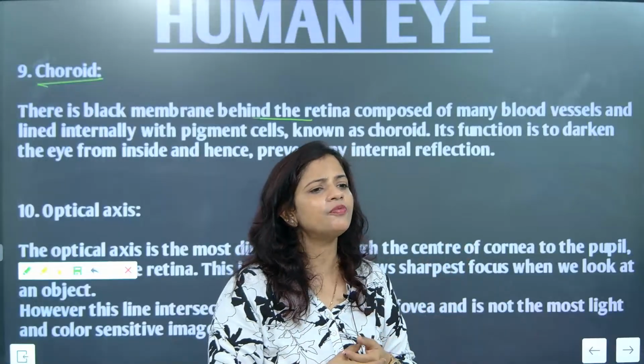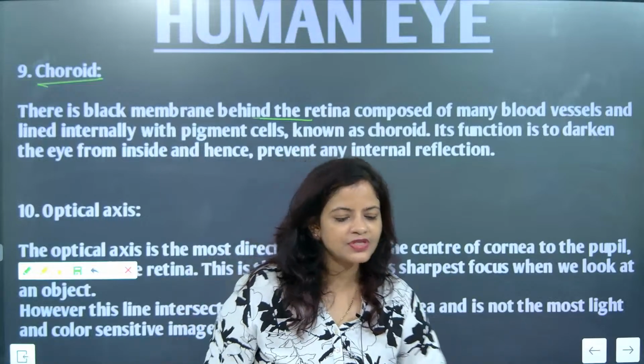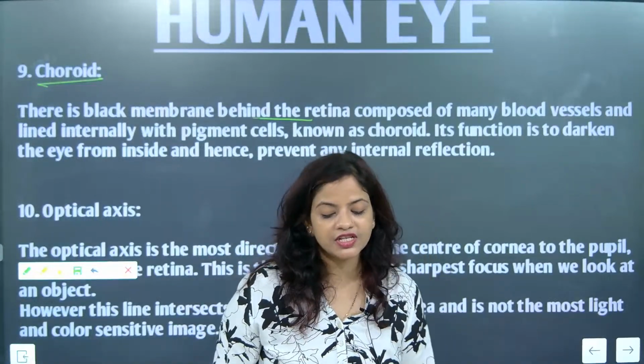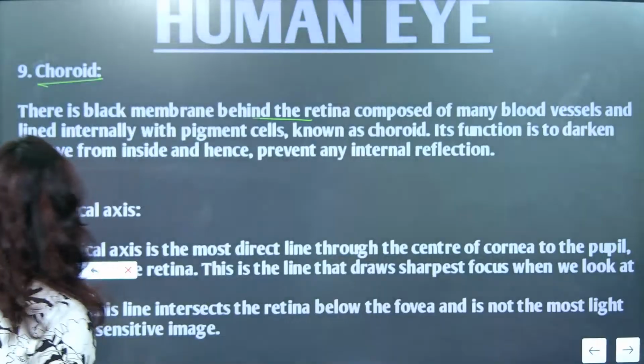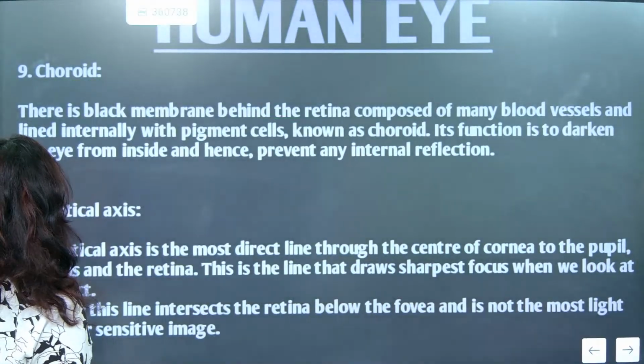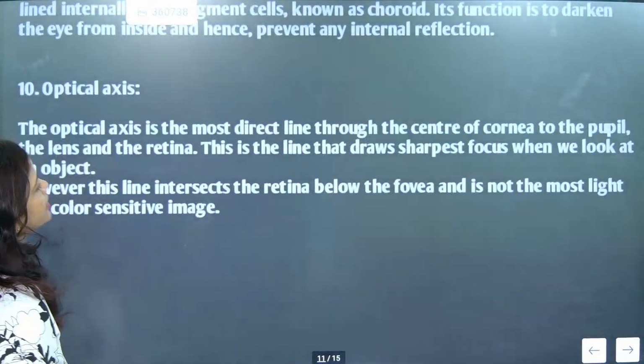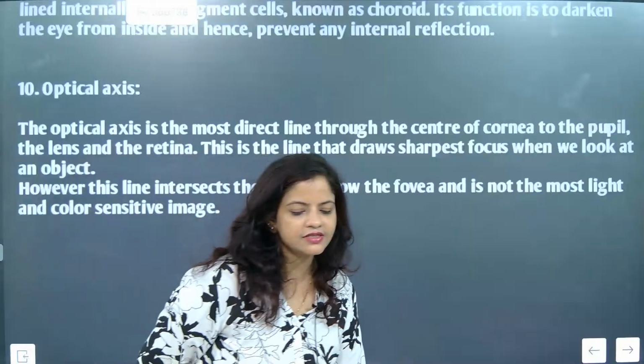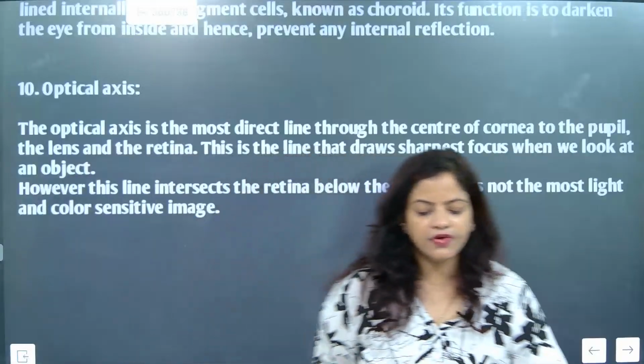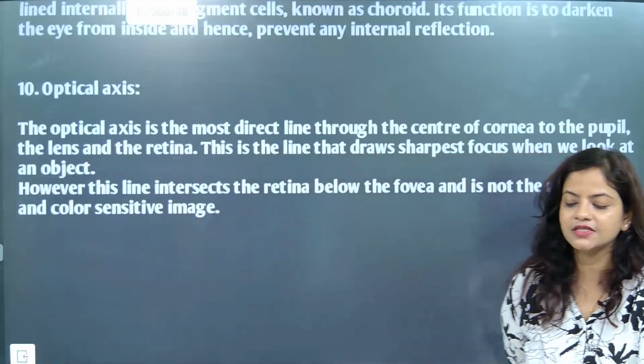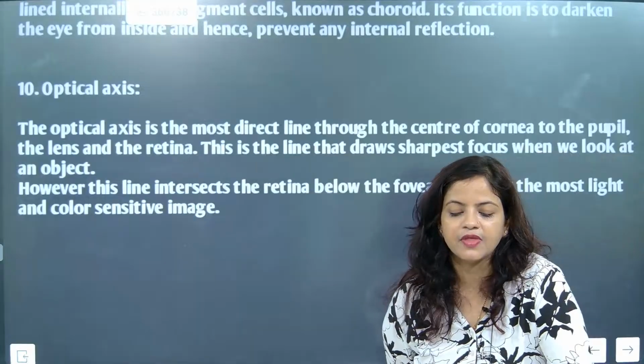What is the color of the membrane? Black color. Absolutely correct. To see the image clearly. So now we are going to talk about the optical axis. What is the meaning of optical axis? Come on, children, we will talk about the optical axis now. I am giving you 2 minutes of time.